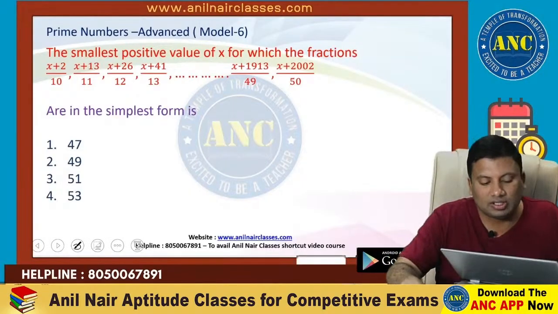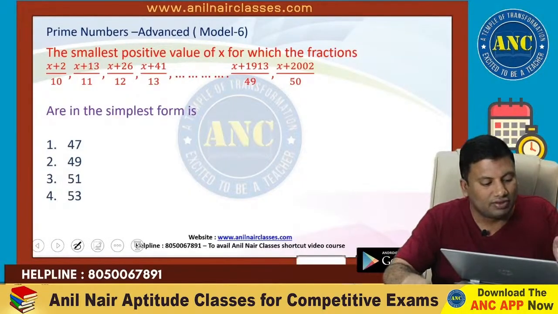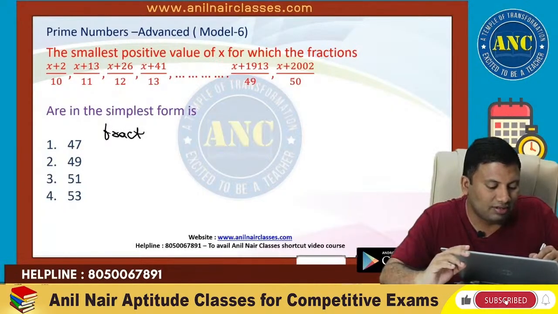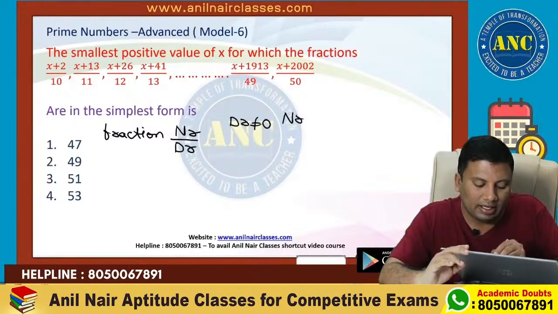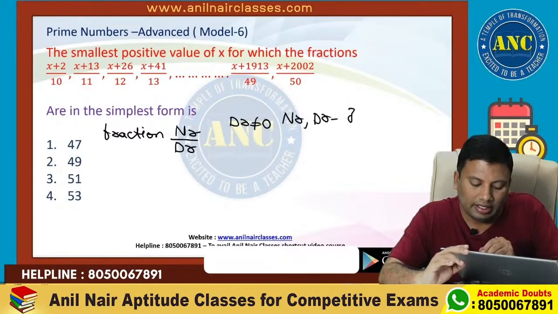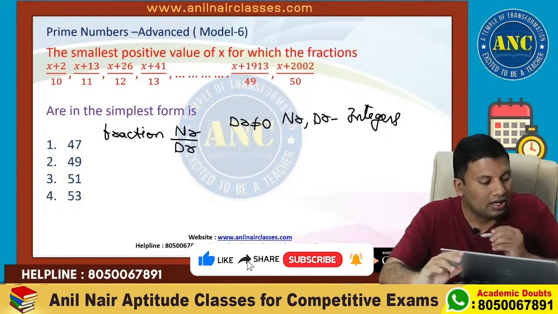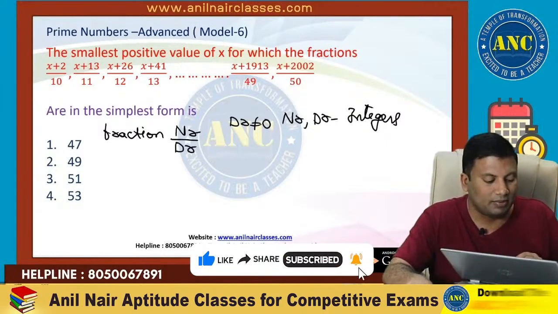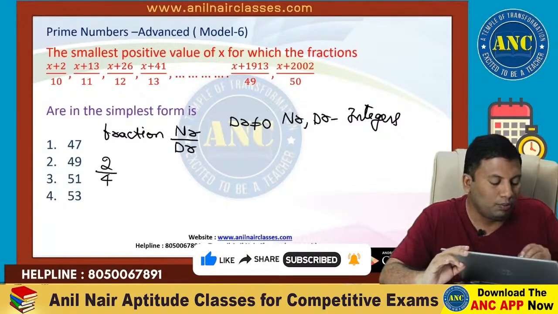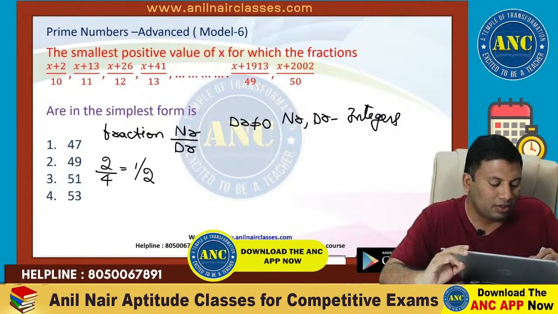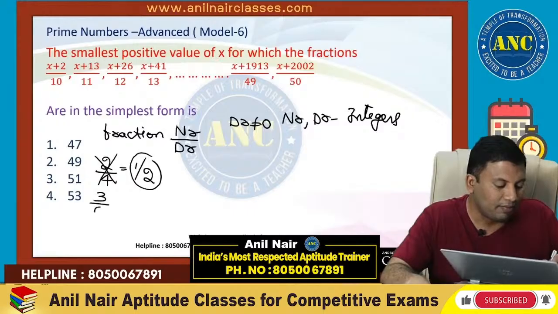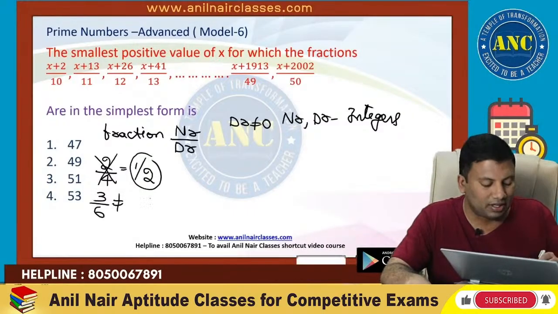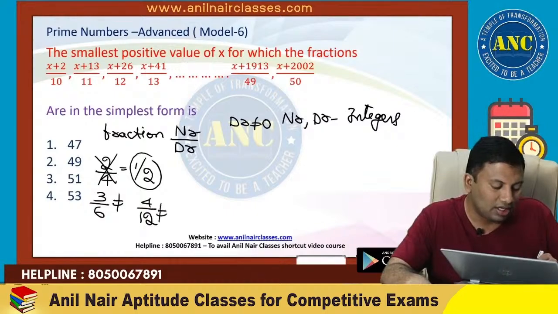First, the smallest positive value for which the fractions, there are some fractions. A fraction is of the form numerator by denominator, denominator not equal to 0, and numerator and denominator are integers. Then these fractions are in simplest form when? 2 by 4 is equivalent to 1 by 2. 1 by 2 is in its simplest form. 2 by 4 is not in its simplest form. 3 by 6 is not in its simplest form. 4 by 12 is not in its simplest form.